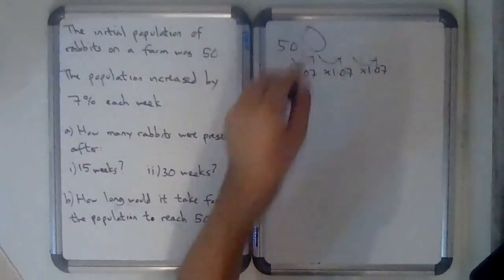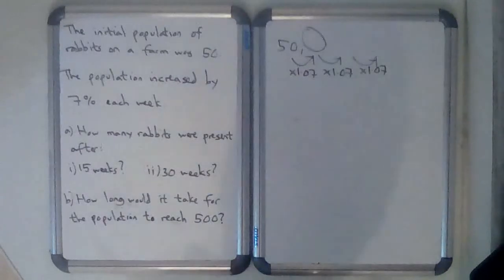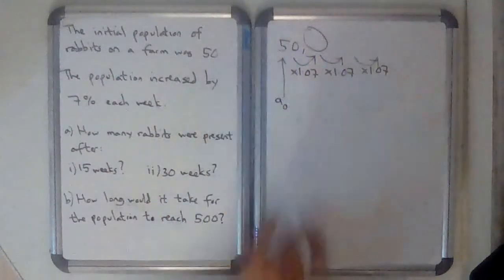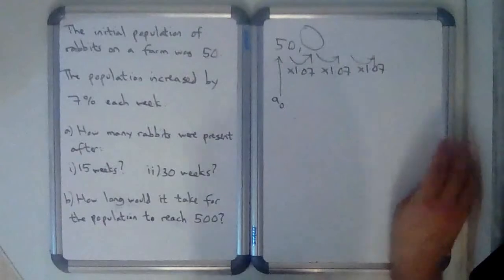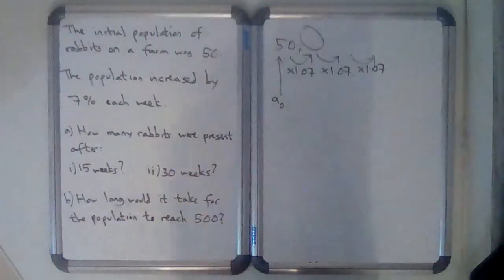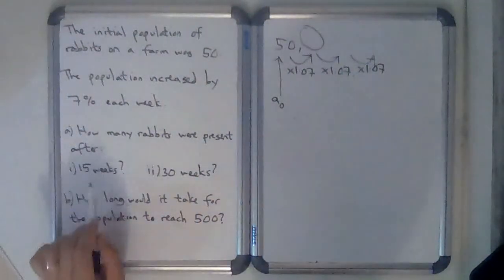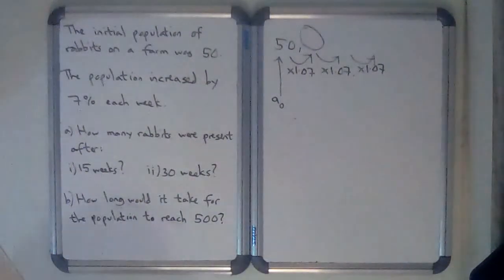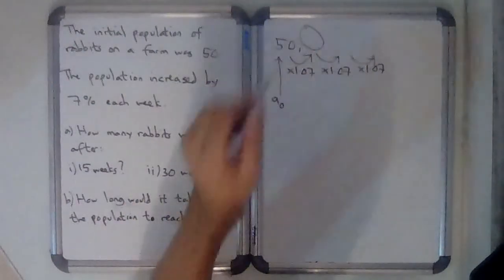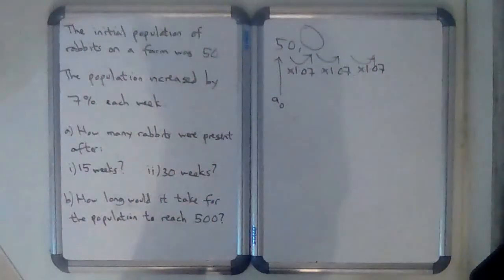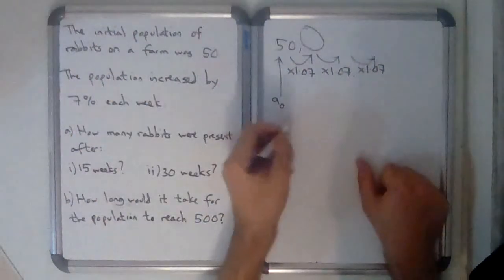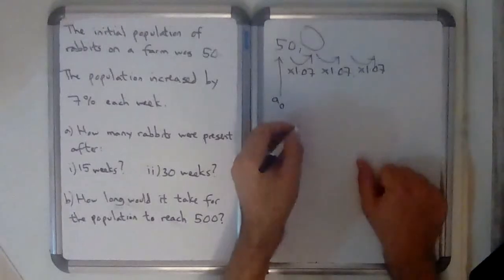So why have I put a little circle here? It's because it tells me the initial population was 50. So actually this is A0, because if you think of what the rest of the question looks like, how many rabbits after 15 weeks, 30 weeks and so on, I want to be able to put n equals 15, n equals 30 into a formula. If I use this as A1, then that's not going to work. It's going to mess everything up by a week. So really the initial is A0, the term before the first term. So A1 would be whatever 50 times 1.07 is.